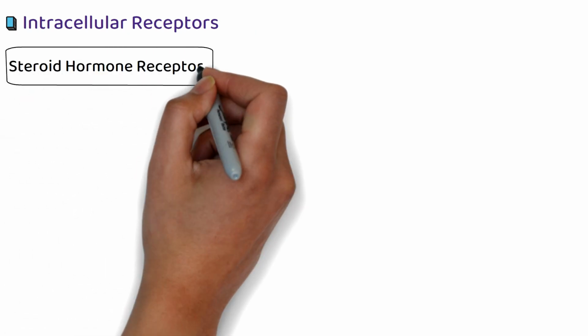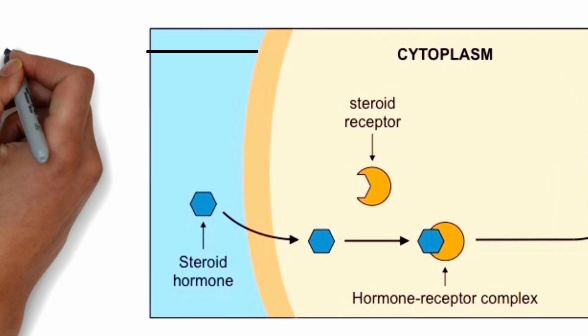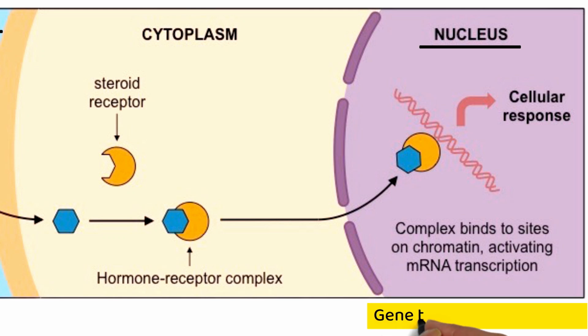Intracellular receptors. Example, steroid hormone receptors. These are inside the cell. Drugs or hormones must cross the cell membrane to bind. Once bound, they often move to the nucleus and influence gene transcription directly.